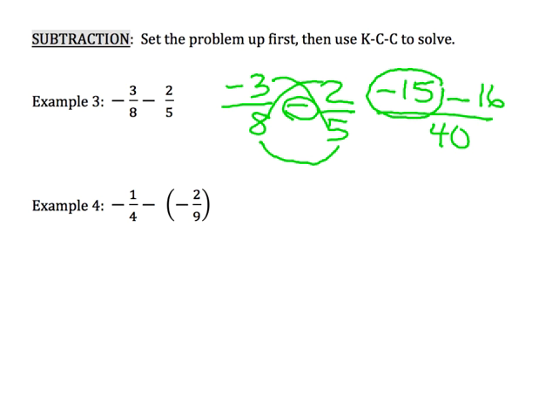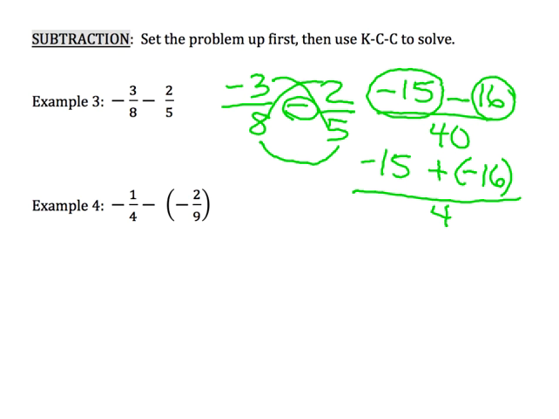Remember with integers and subtraction, we can do keep, change, change. Negative 15, change it to addition, change it to a negative sign. Over 40. Negative 15 plus negative 16, they're both negative. Simply add and keep the sign. Equals negative 31 over 40. Don't make them harder than they are. Step by step, use the process.